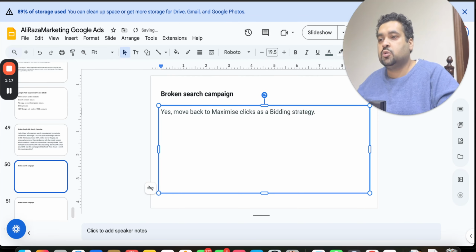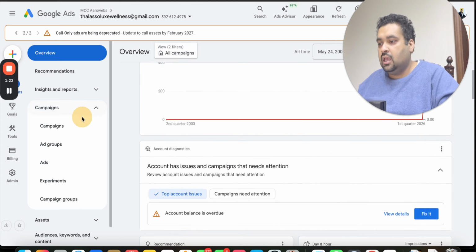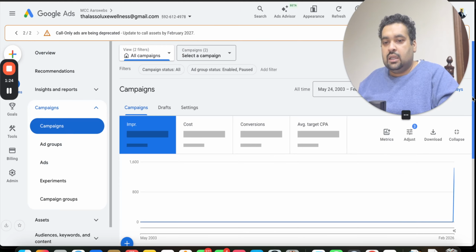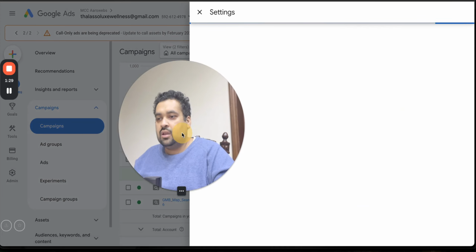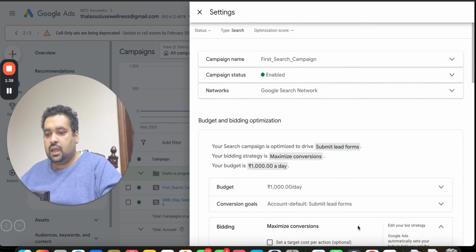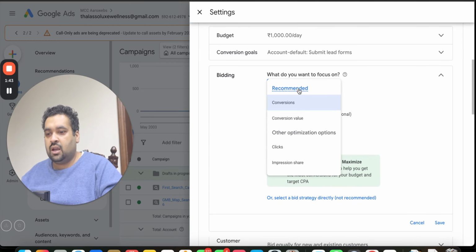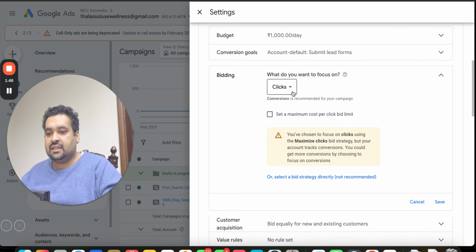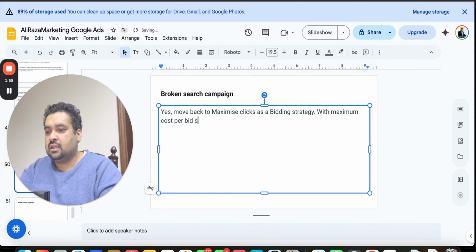For those who don't know what the bidding strategy is, for instance, if I'm in one of the Google Ads accounts, I'm going to show you, in the campaigns over here. Let's say this is the campaign. Move on to the settings. In the settings tab, look for your bidding strategy, and now move it to change bidding strategy and move it to Maximize Clicks over here for right now, with a maximum cost per click bid limit set.